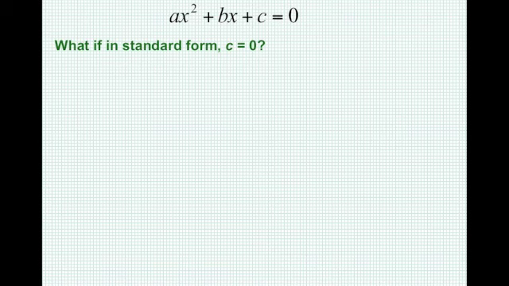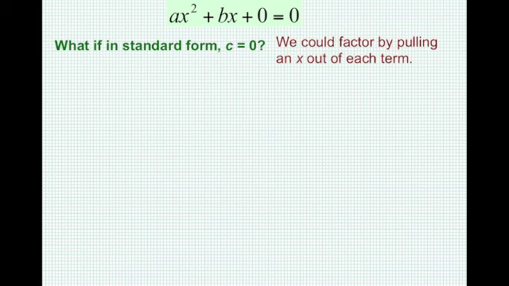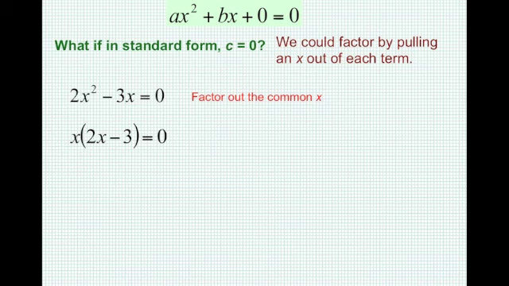So what if in standard form our c is equal to 0, meaning that we don't have a constant? We could factor by pulling an x out of each term, or more commonly a GCF. Let's look at 2x squared minus 3x equals 0. If we factor out the common x, we have x times 2x minus 3 equals 0, and use the null factor law to set each factor equal to 0 and solve.